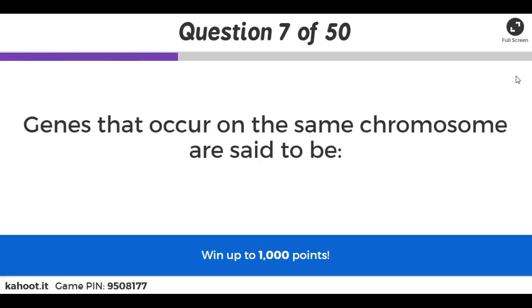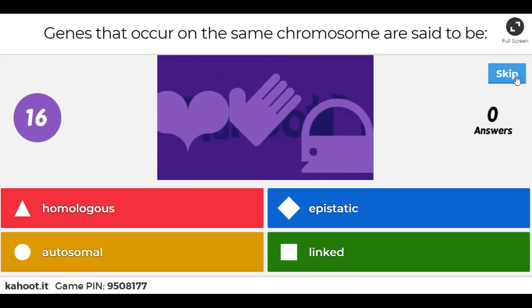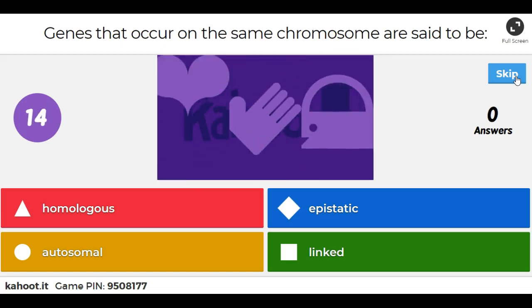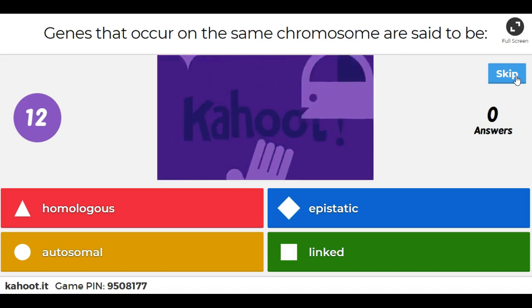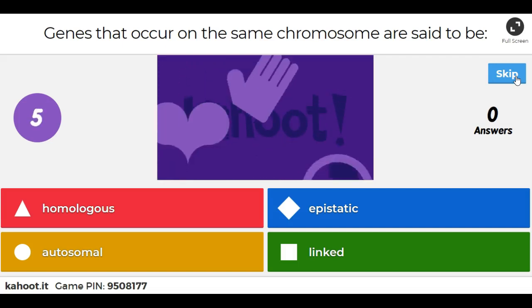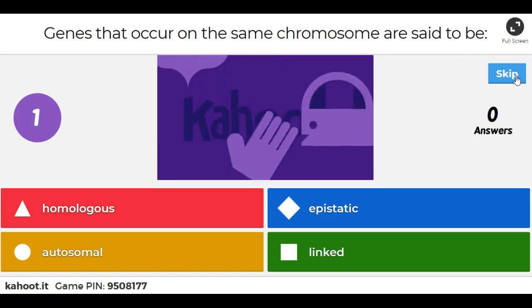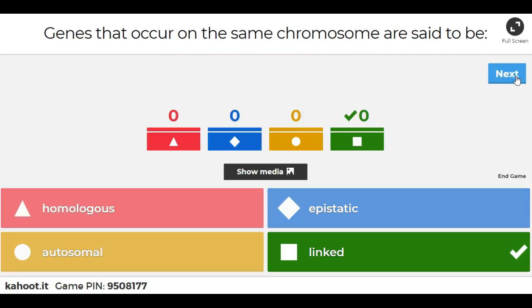Genes that occur on the same chromosome are said to be linked. So these are linked genes, genes that exist on the same chromosome.